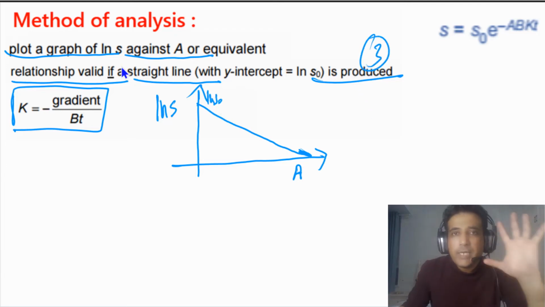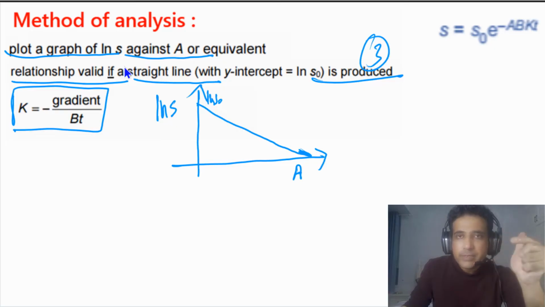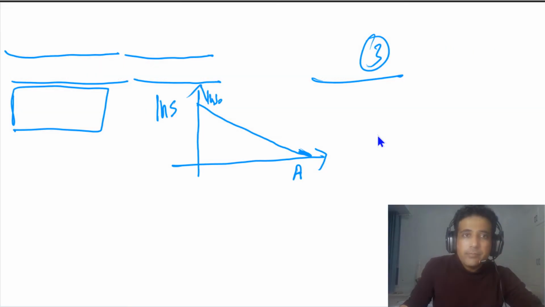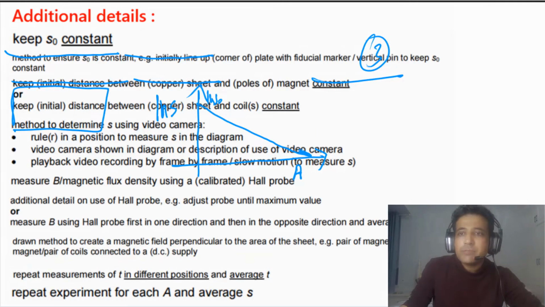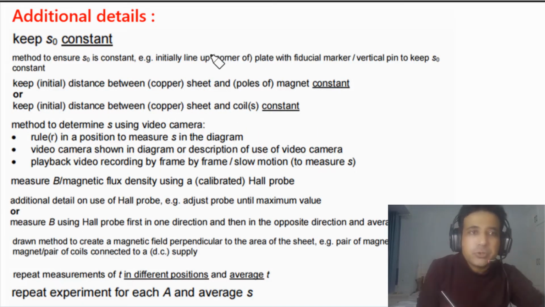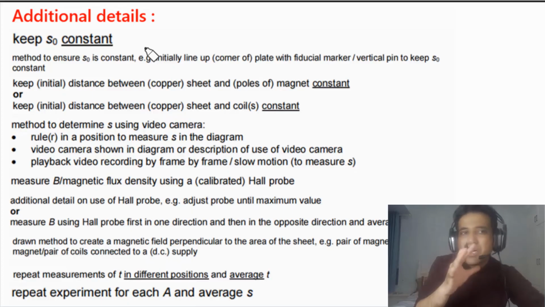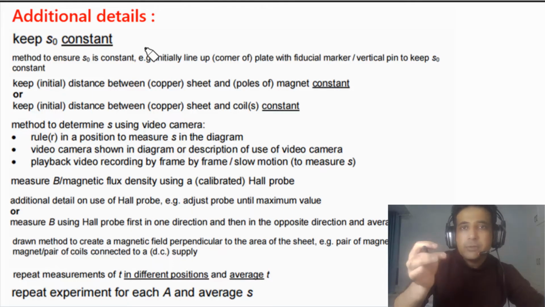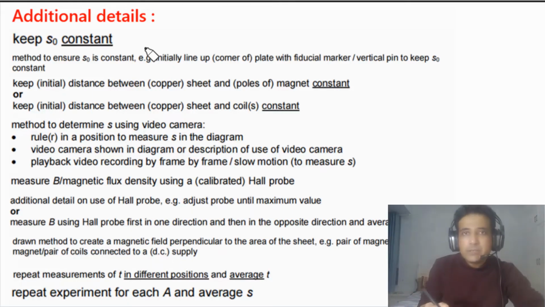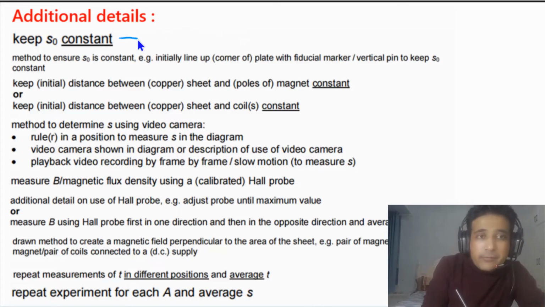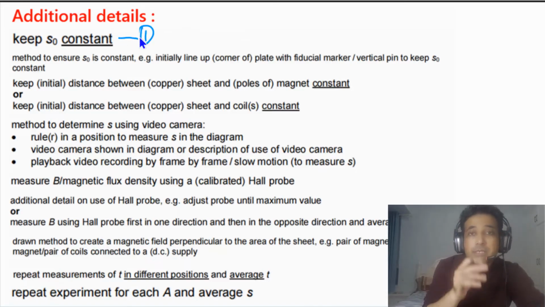So we have 2 plus 4 plus 3, which means 9 marks. And the remaining 6 marks are for additional details and for safety consideration. So you will get 5 marks for additional details and 1 mark for safety considerations. In this case, if you have written this one, you will get 1 mark. Just keep S naught constant. Quite straightforward. Then you also need to talk about how you will keep this constant.